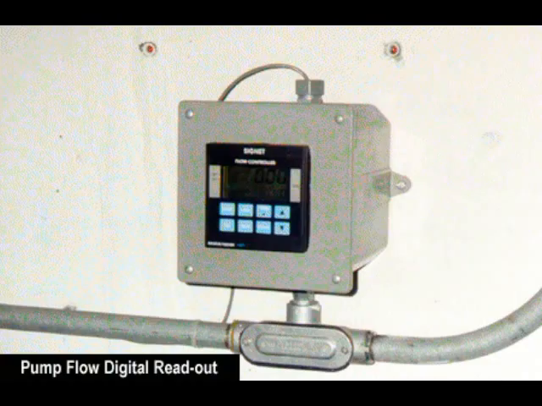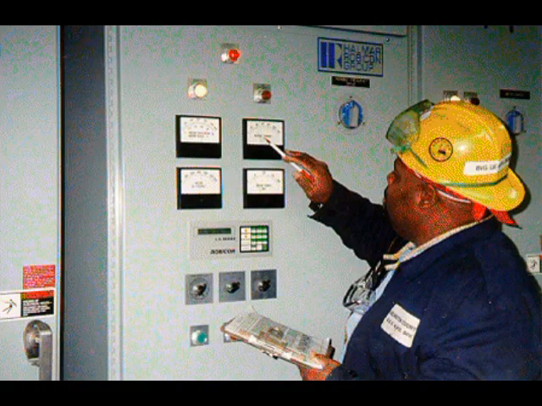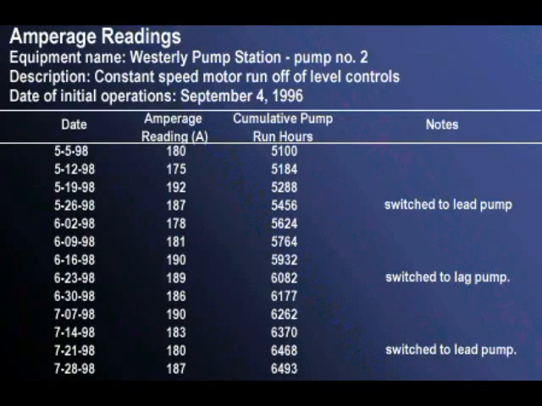It would also be useful to have a flow meter on the pump as well, to give an exact idea of how the pump is operating at any time. An electrician can train personnel to use a portable ammeter to check a motor's current draw. Operators should read and record the amperage drawn by each motor on a weekly, if not daily, basis. Keeping a record of the amperage that a motor draws while the pump is running gives a good indication of what is happening. As long as the amperage stays about the same, there are no problems.